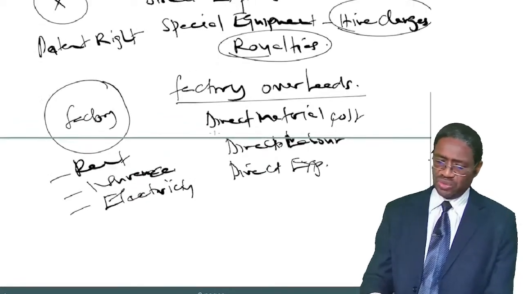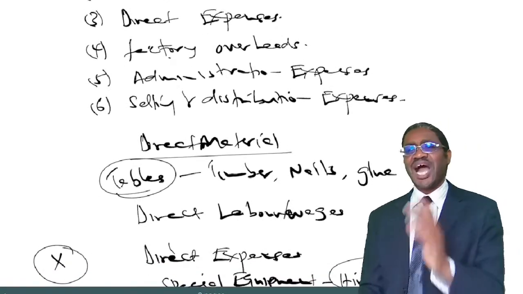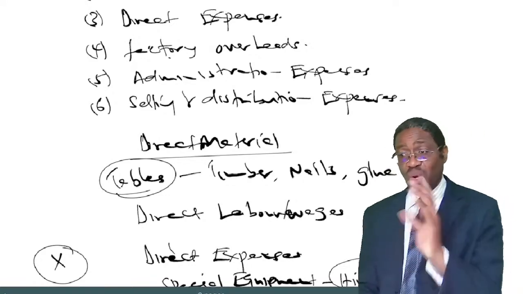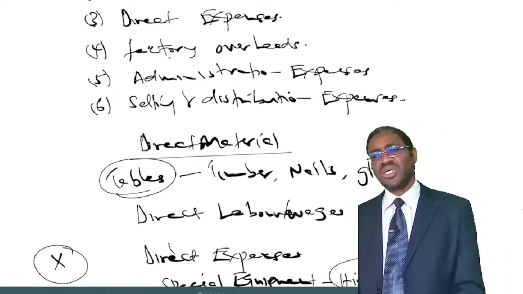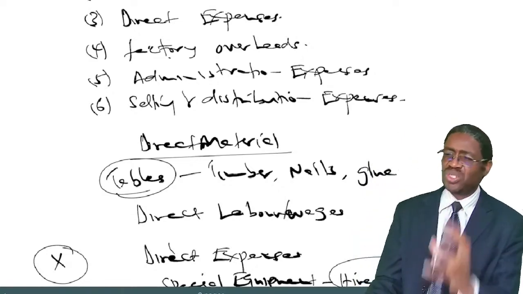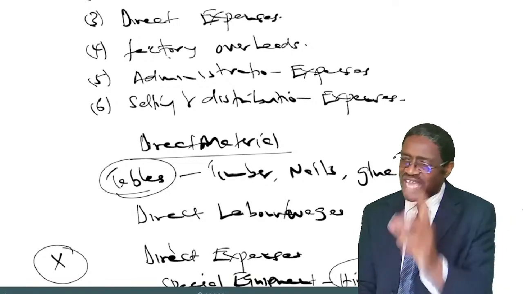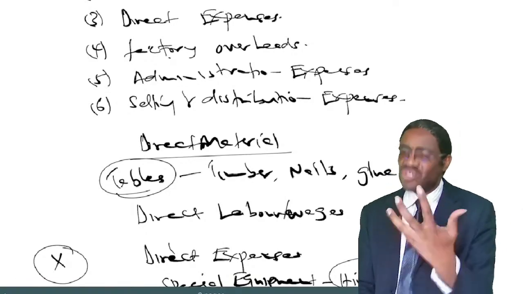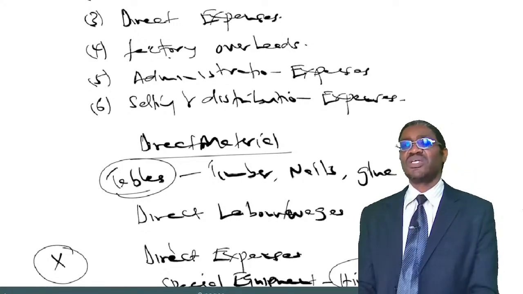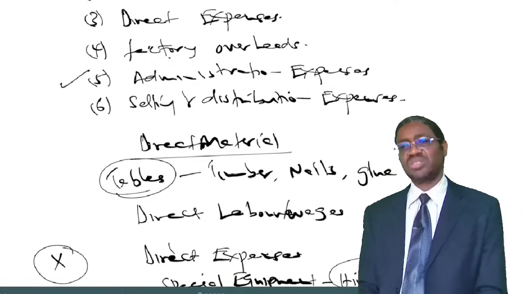Now we move on to the next one, and the next one is what we are calling administration expenses. Administration expenses, what are they? Administration expenses are those expenses which are of administration in nature. Any expense that is of administration, not manufacturing, but of administration in nature, that kind of an expense is classified as an administration expense.